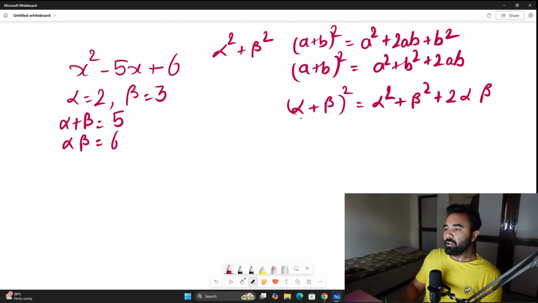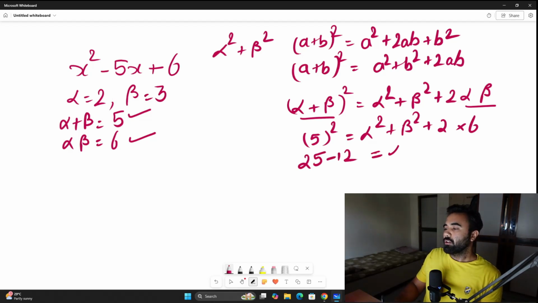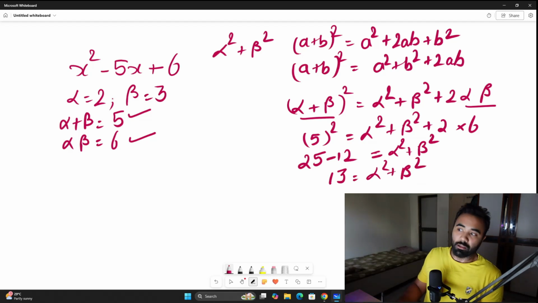Now the thing is, I know the value of this and I know the value of this. Alpha plus beta is 5, alpha beta is 6. All I have to do is put in the values. So this is 5 square, that is alpha square plus beta square plus 2 into alpha beta, which is 6. So 25 minus 12 will give you alpha square plus beta square, that is alpha square plus beta square is equal to 13.